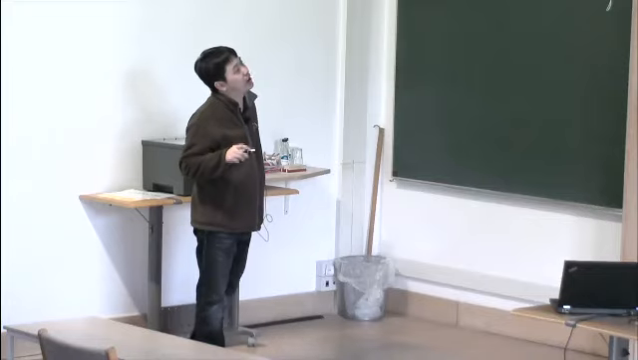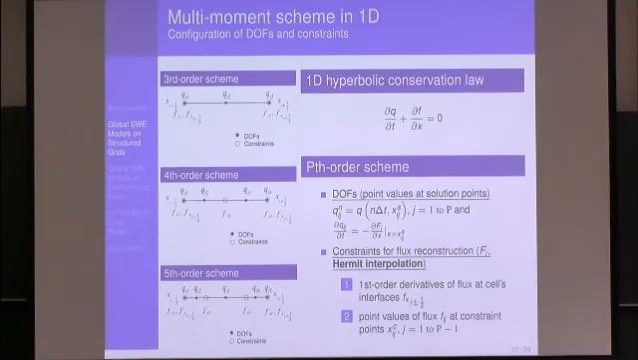So 1, 2, 3; 1, 2, 3, 4; 1, 2, 3, 4, 5 degrees of freedom are defined within each control volume for the third order scheme, fourth order scheme, and fifth order scheme. So the DOFs can be updated by using this formulation here. This capital F means spatial reconstruction for flux. If we want to preserve the accuracy, this spatial reconstruction of flux should be one order higher than the reconstruction polynomial for unknowns.